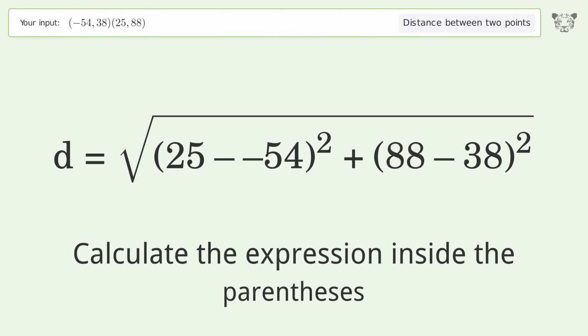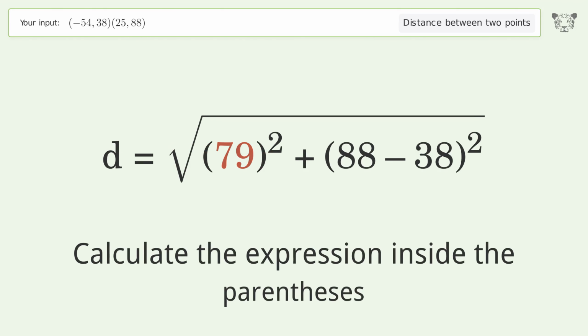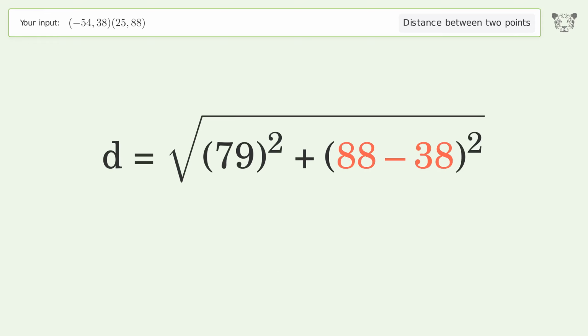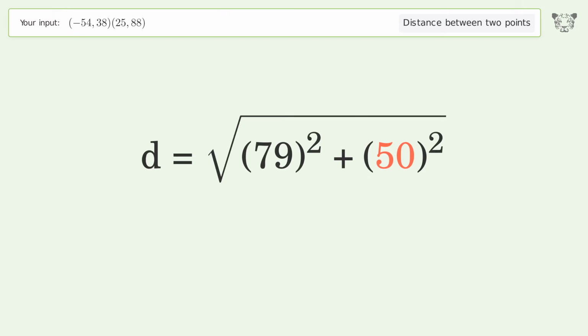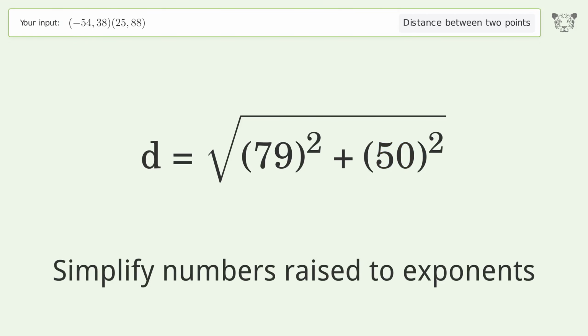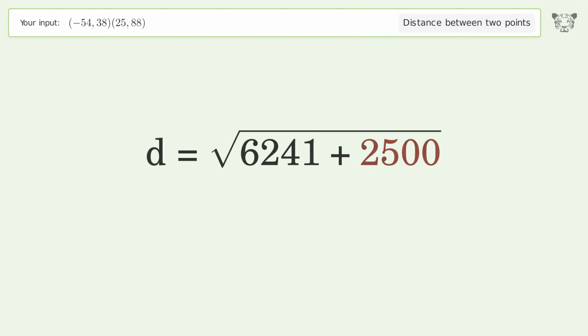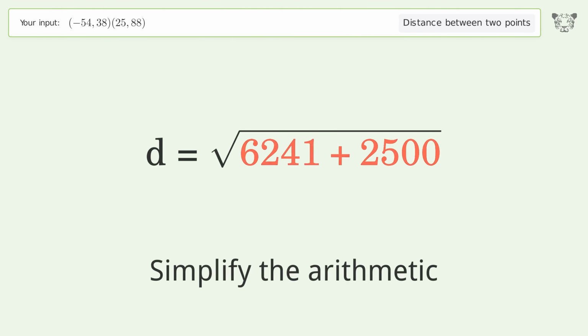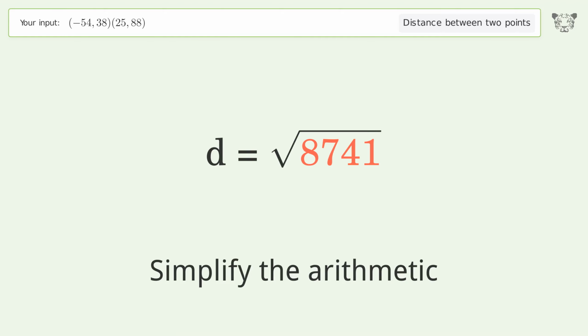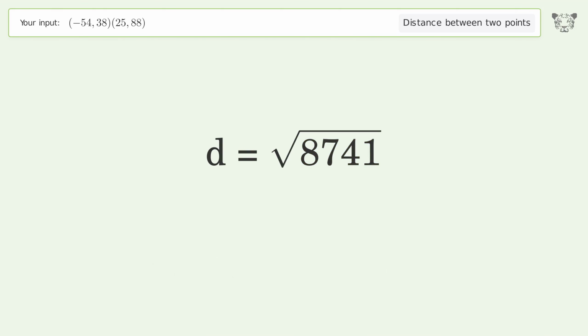Calculate the expression inside the parentheses. Simplify numbers raised to exponents. Simplify the arithmetic. And so the distance between the 2 points is the square root of 8,741 or 93.493.